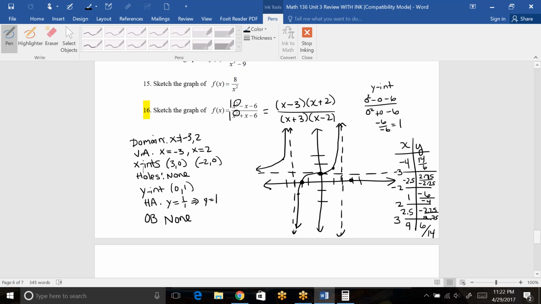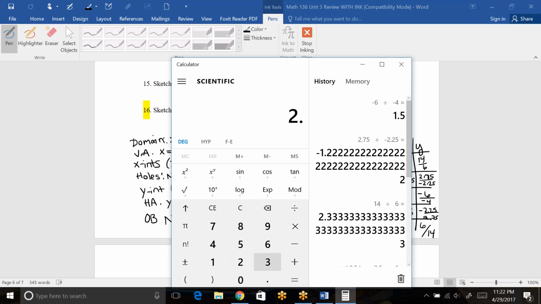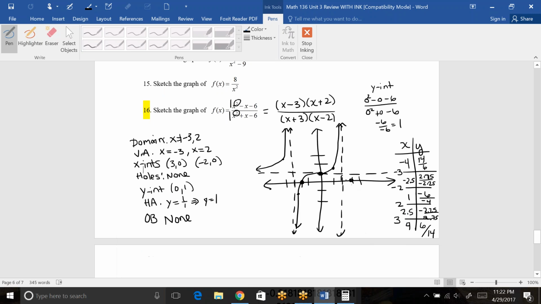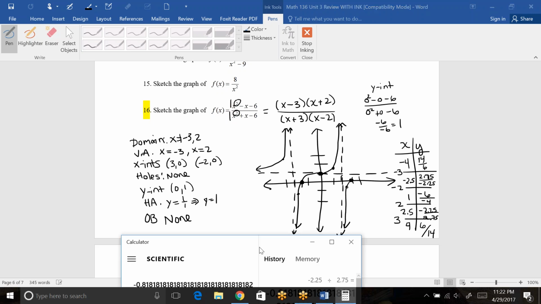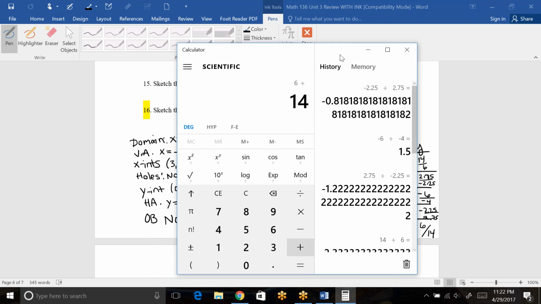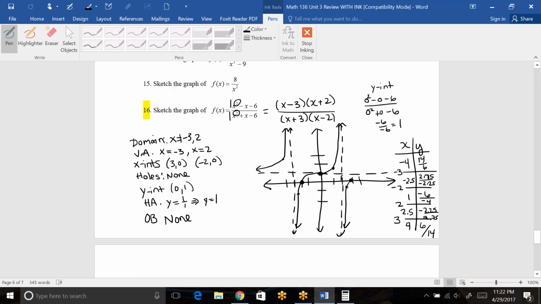And then -2.25 divided by 2.75, which is -0.8. So that is down here. So that's going down. And then 6 divided by 14 is 0.42 or 43. So at +4, we're just a little bit under 1. So notice this one looks like it's going to hover on the line but under it. So that is what the graph of this one should look like.